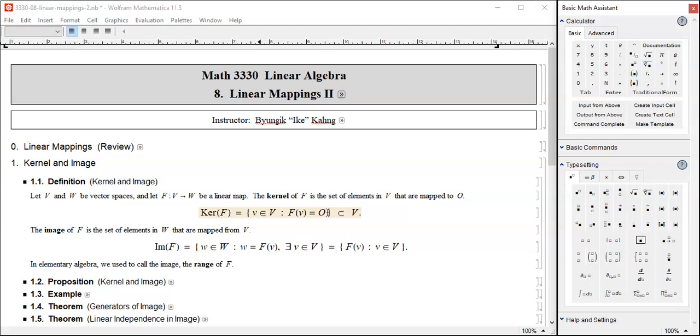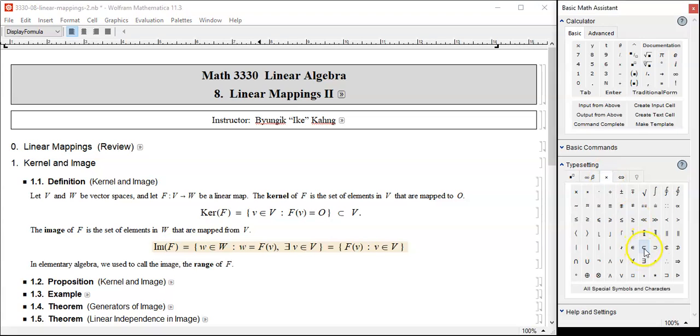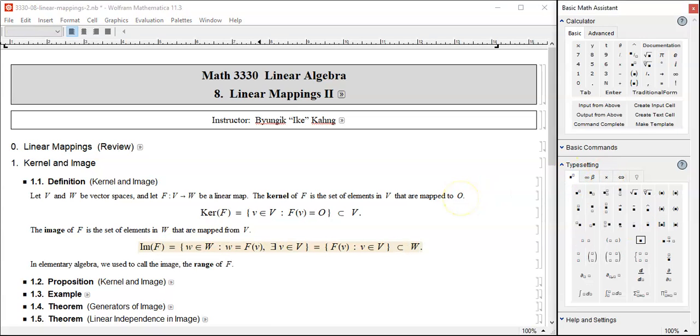Now how about the image? Image is the set of image vectors. These are original vectors, and then each is sent to an image vector, f of v. It's the set of f of v's basically, and f of v belongs to the target. So image is a subset of W. You can clearly see that. By the way, in calculus or below, we used to call the image the range of f, but we don't use the term range anymore in this course. Let us call them image.